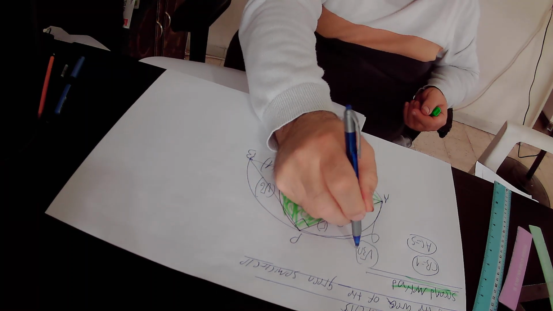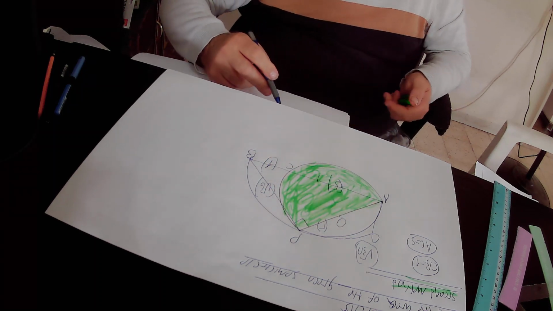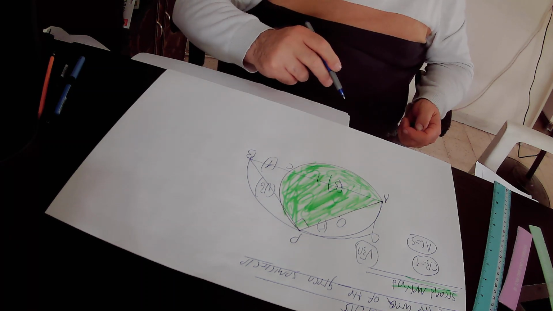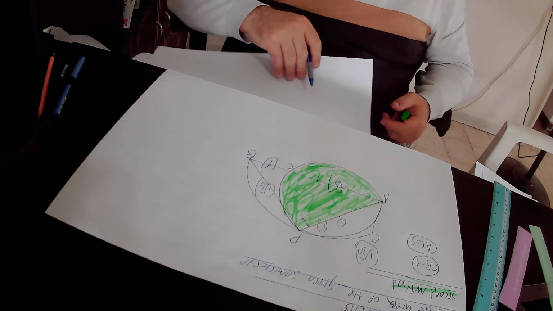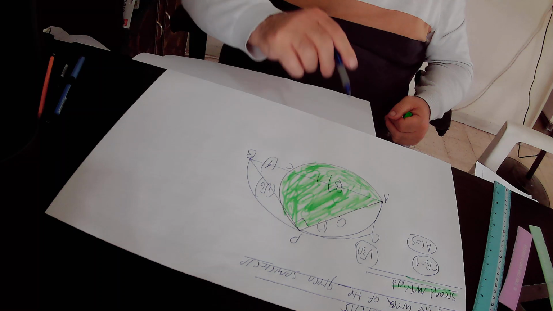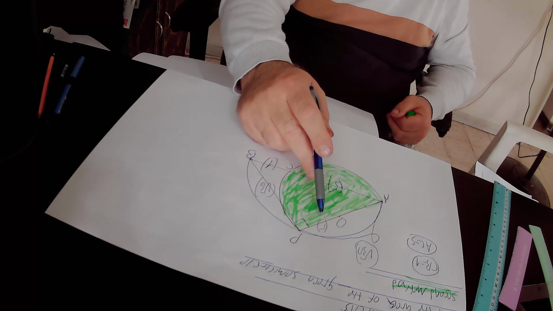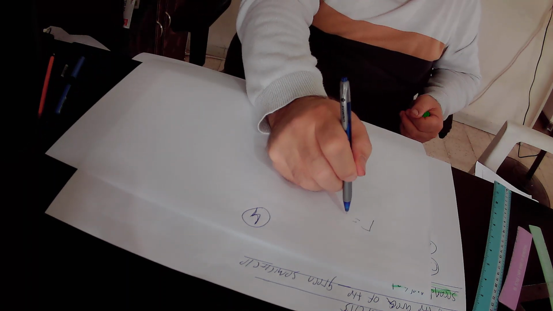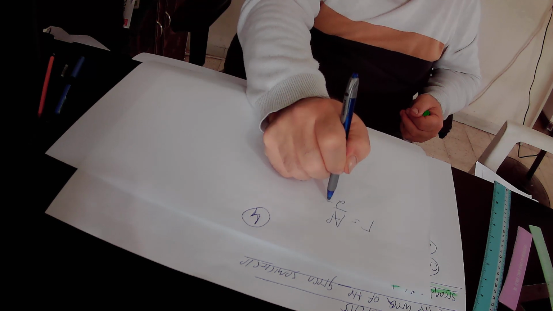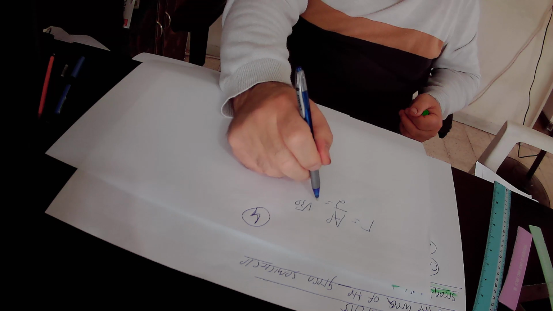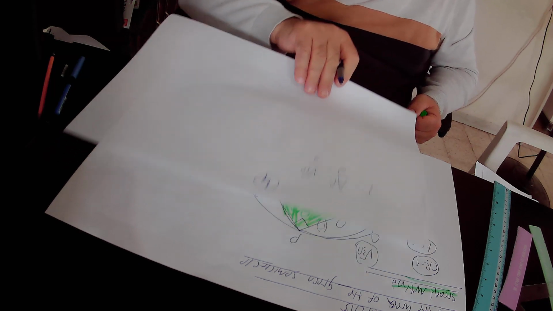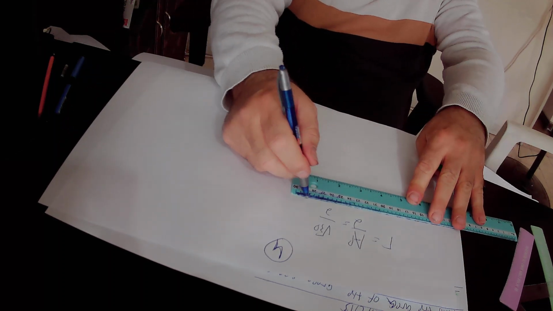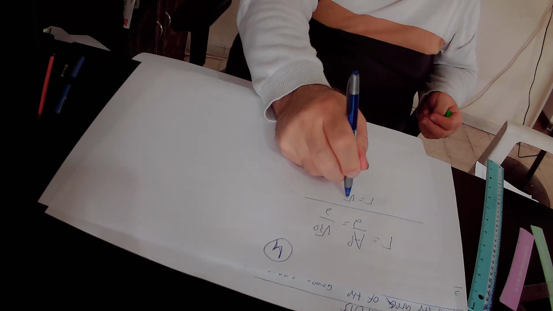AP is actually the diameter of this green semicircle. Therefore, the diameter over 2 is the radius of this green semicircle. So we define the radius of this green semicircle as R. The radius R equals the diameter AP over 2. AP is square root of 30, therefore the radius R of the green semicircle equals the square root of 30 over 2.